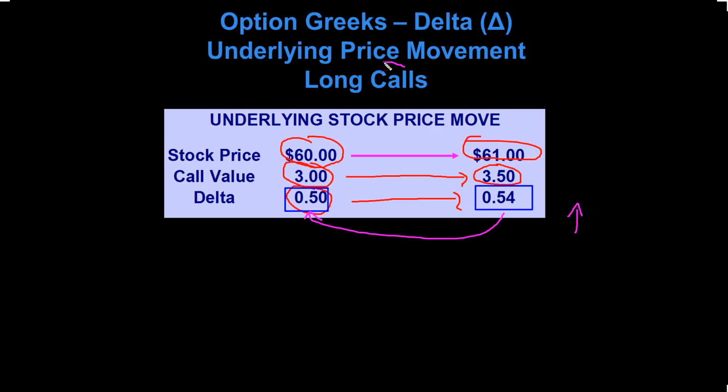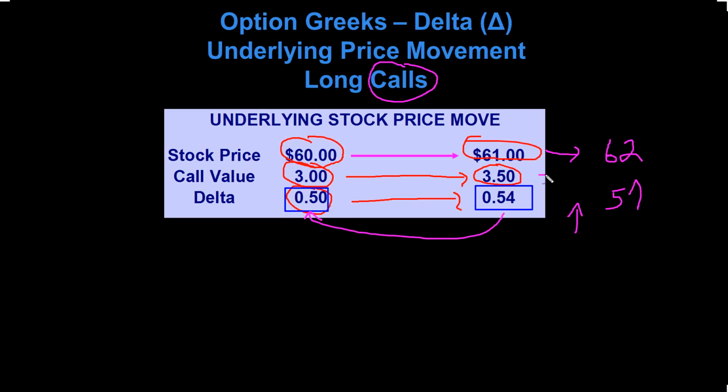And it increased because I've got a call, and as the stock price goes up, that means this call is moving more and more in the money. And the closer it moves to in the money, or the more in the money it goes, my delta goes up. But then as the stock keeps going up, let's say it goes up to 62, and I didn't put it here. Well, then guess what happens to the delta?